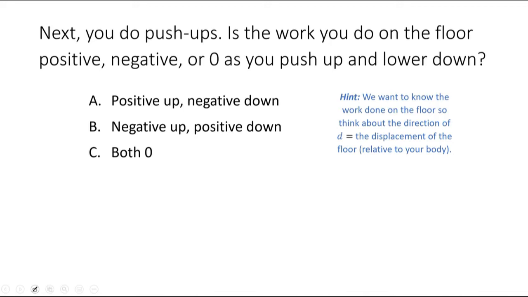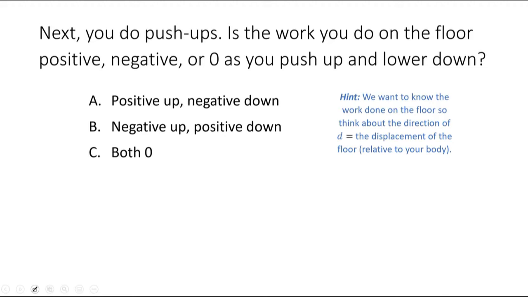Okay, so let's see about this case. What I would say is that as you are lowering down or as you're pushing up, in both cases, the force that you exert on the floor is going to be downwards, right? So you're always pushing down on the floor. Okay, so then the key is just to think about what is the displacement of the floor relative to you as you lower down versus as you push up.